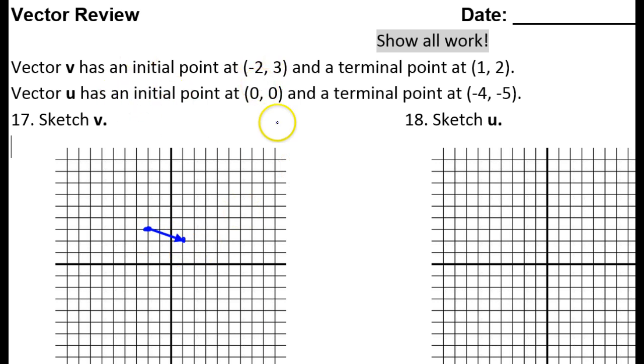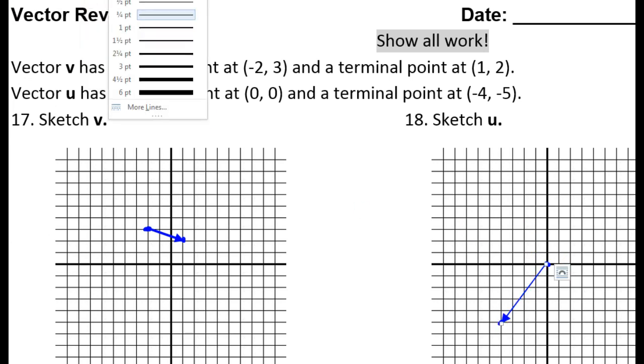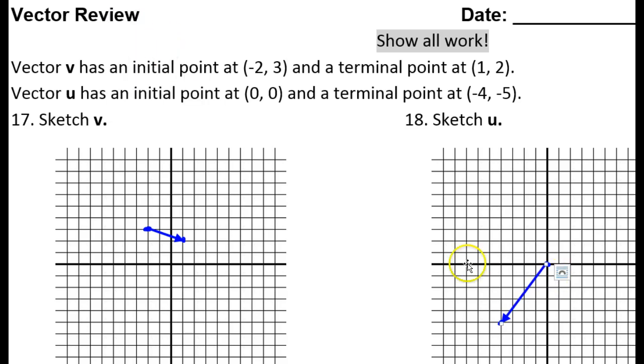Similarly, vector u has an initial point at 0, 0, and a terminal point at -4, -5. So that means that this vector begins here and ends here. So this would be a sketch of vector u.